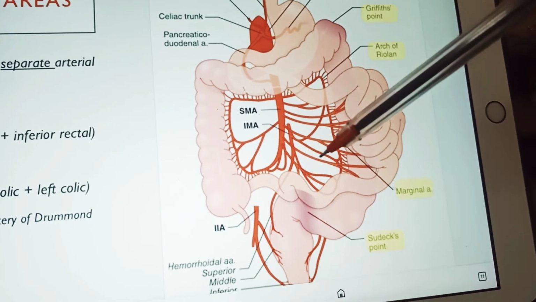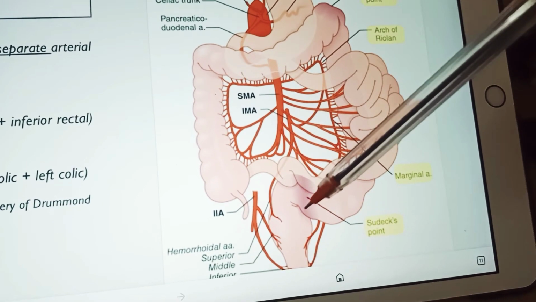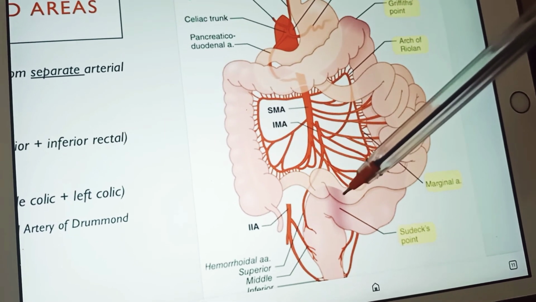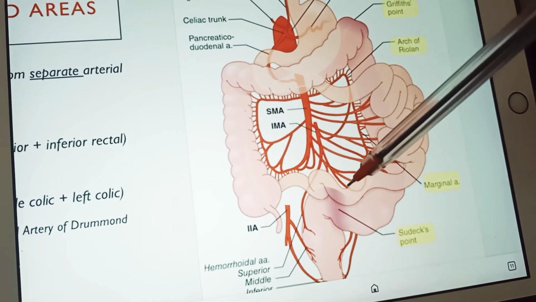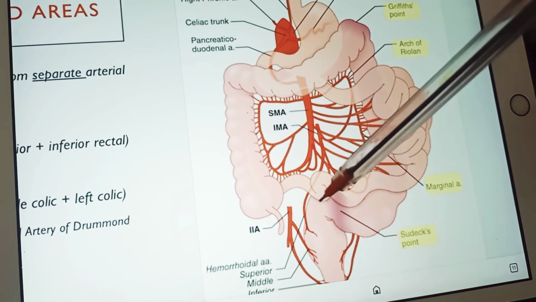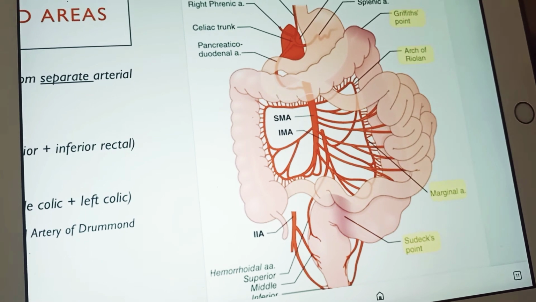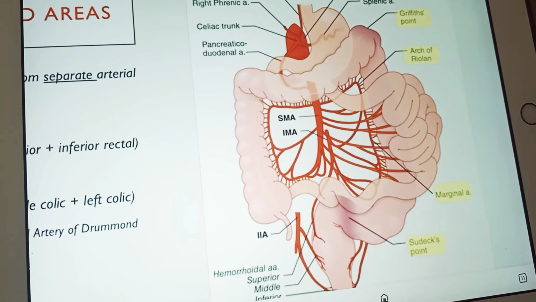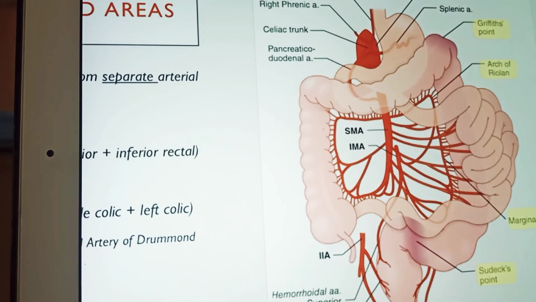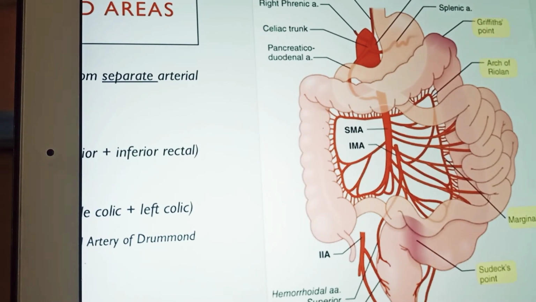Next, another area is this point in the rectosigmoid junction, where the last sigmoid arterial branch from the inferior mesenteric artery comes, and also the superior rectal artery supplies it. So there's a dual supply. So all these dual supply areas are called watershed areas, and especially they are susceptible in colonic ischemia.